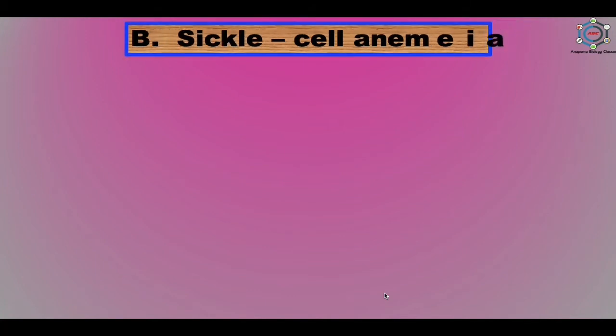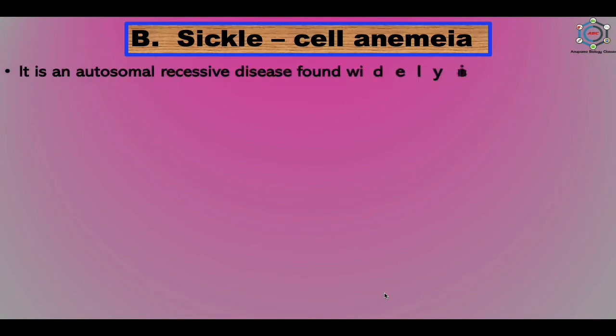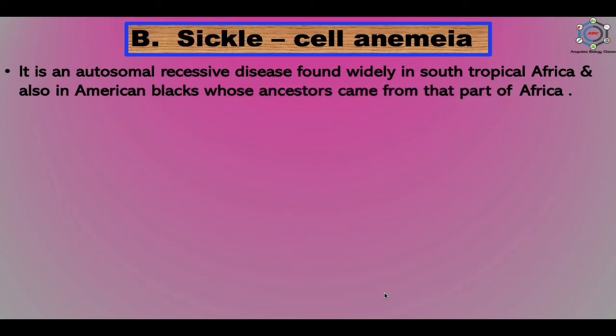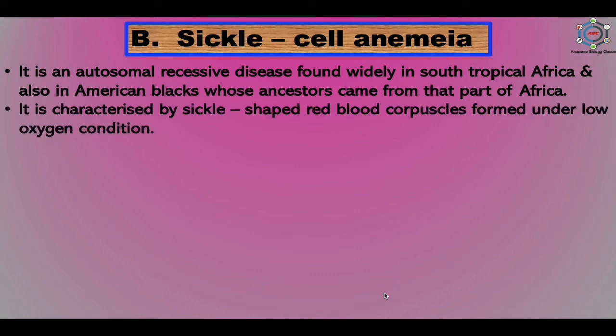Now, the second Mendelian disorder, that is sickle cell anemia. So what is sickle cell anemia? It is an autosomal recessive disease found widely in South Tropical Africa and also in American blacks whose ancestors came from that part of Africa. It is characterized by sickle-shaped red blood corpuscles formed under low oxygen condition.